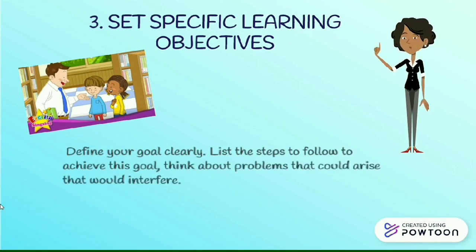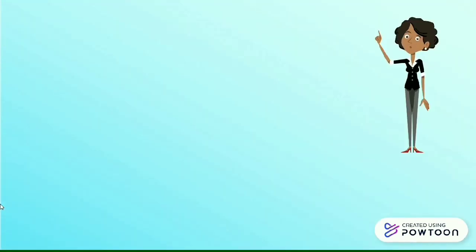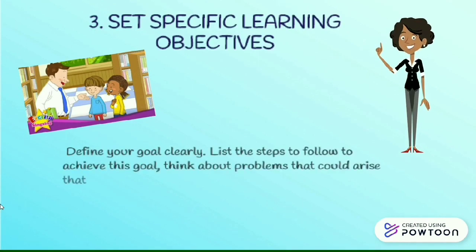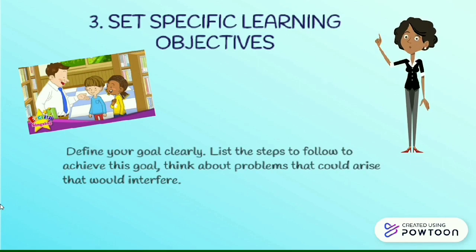Clearly list the steps to follow to achieve this goal. Think about problems that could arise that would interfere. Think of solutions to these problems. Establish a timeline to reach the goal. Evaluate your process.